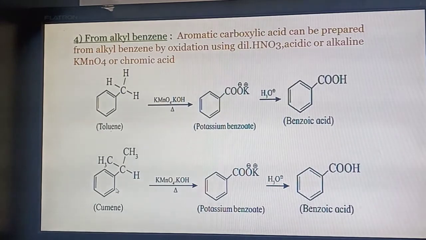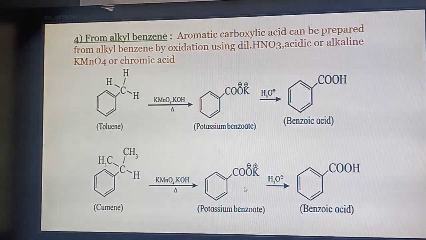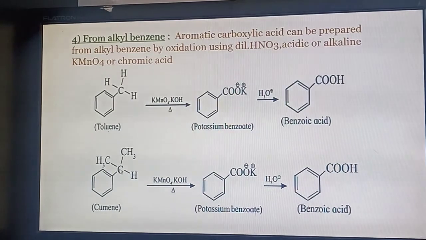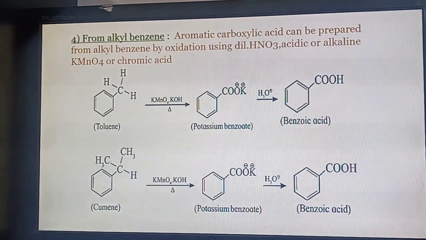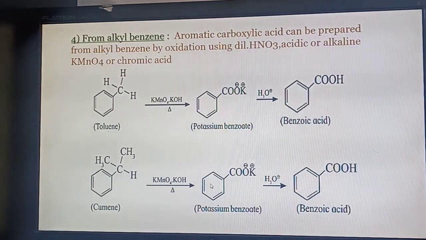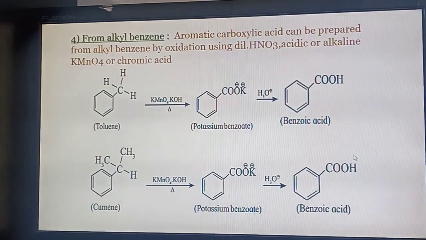Next example is cumene. This cumene is known as isopropyl benzene. So when cumene is heated with alkaline KMnO4, it gives potassium benzoate, and this potassium benzoate on acid hydrolysis gives benzoic acid. Remember that if two or more than two carbon atoms are present here, then we get salt of one carbon attached to the benzene ring, and hence you will get corresponding benzoic acid, that is carboxylic acid, by using this method.